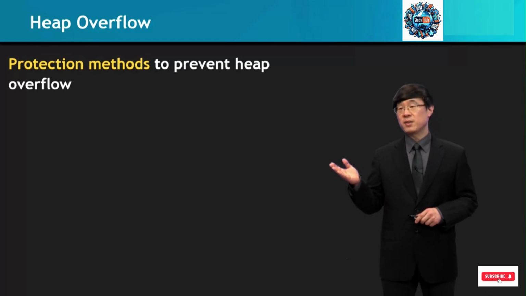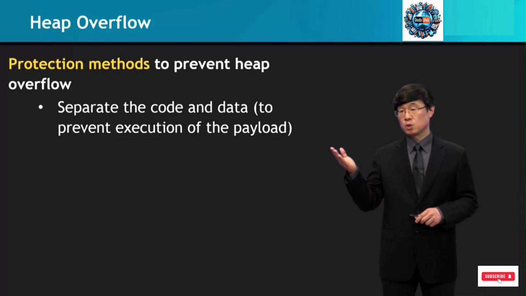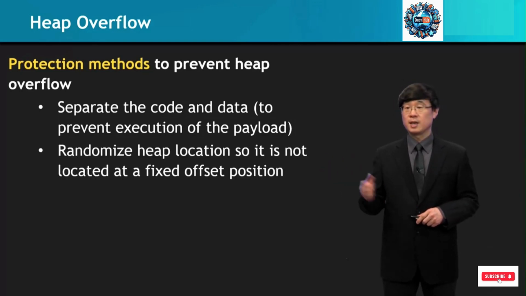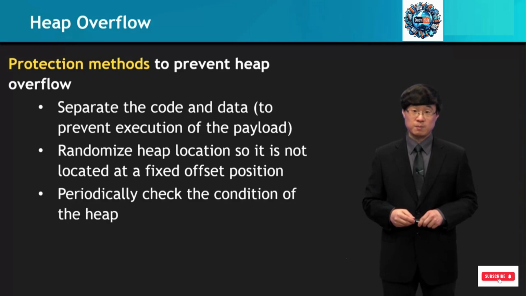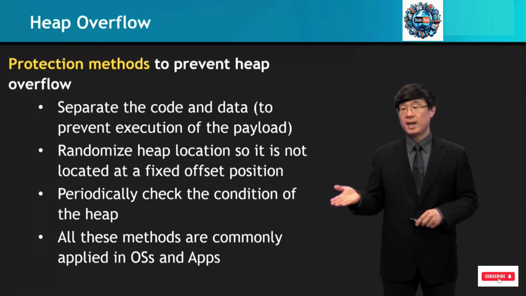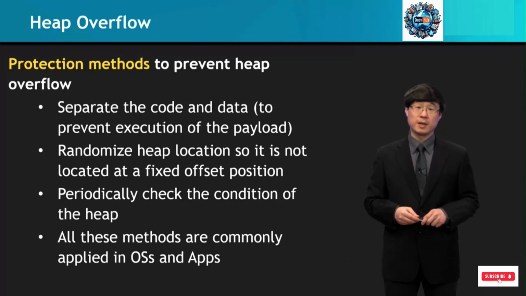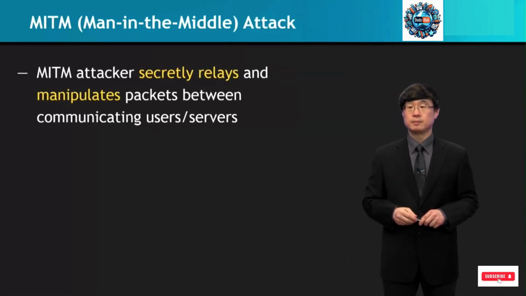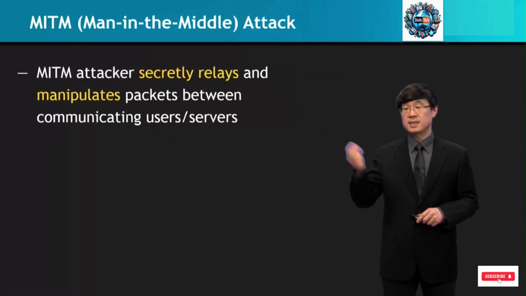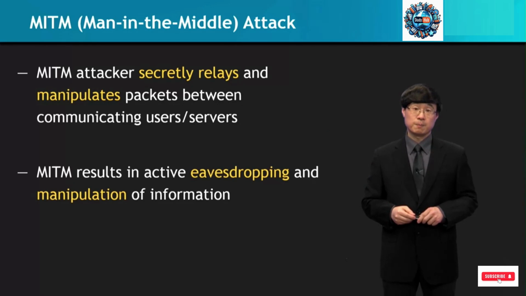Now, protection methods to prevent heap overflow include separating the code and data to prevent execution of the payload. In addition, randomize the heap location so it is not located at a fixed offset position. In addition, periodically check the condition of the heap. And all of these methods are commonly applied in operating systems and apps that you have been using. The next one is about the man-in-the-middle attack. Now, a man-in-the-middle attack secretly relays and manipulates packets between communicating users and servers.